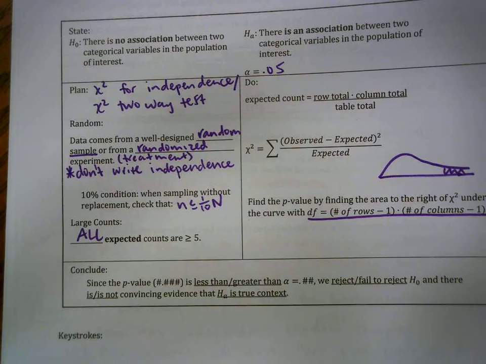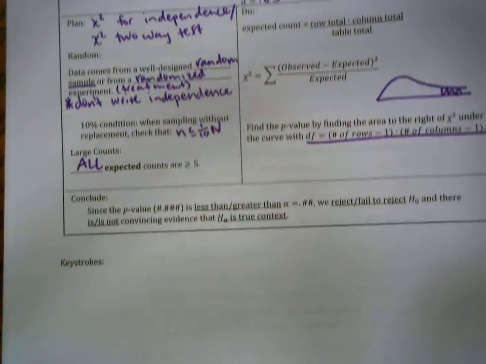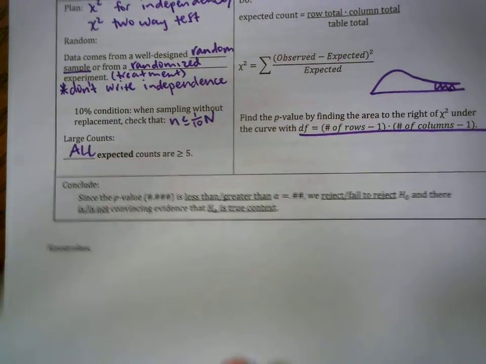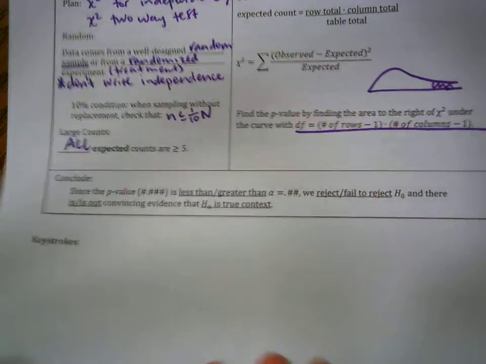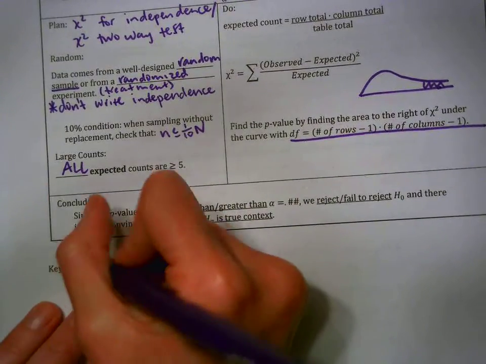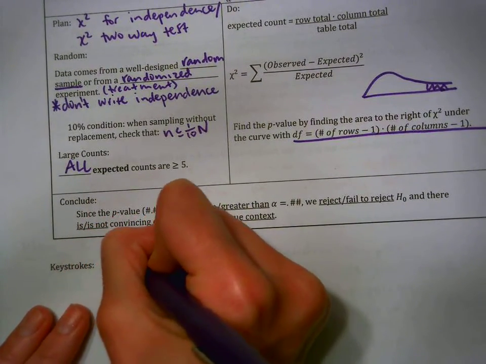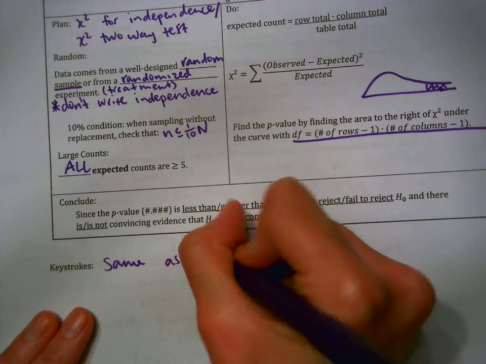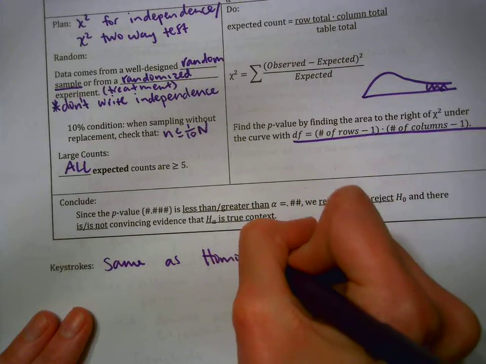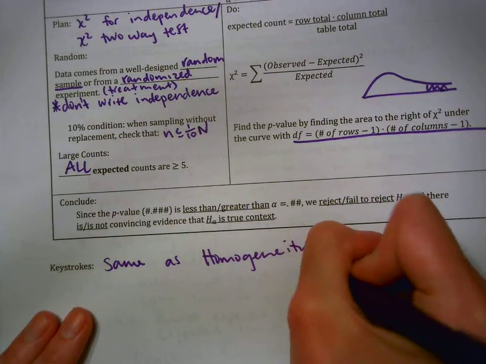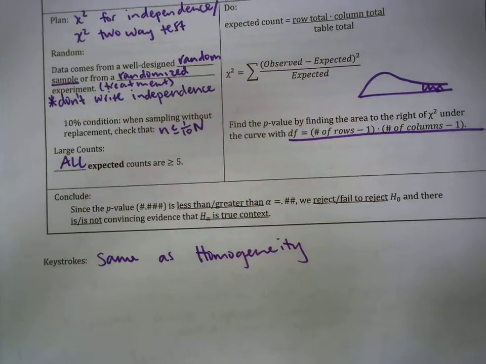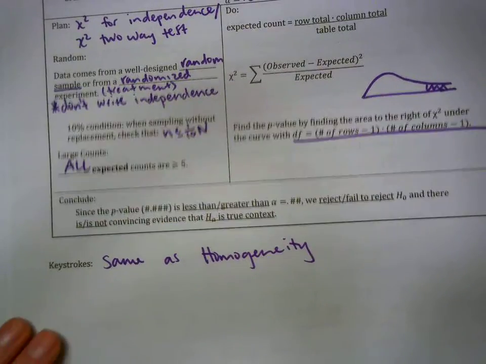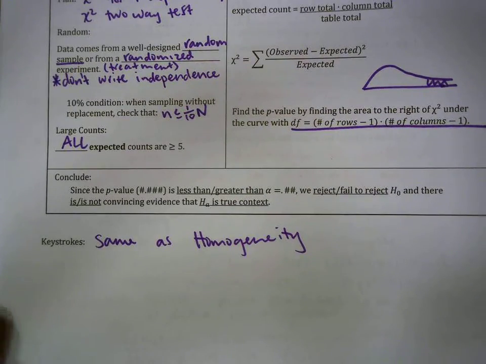So I don't really know what I was thinking with all this space for keystrokes, because it's actually the exact same as the keystrokes for homogeneity. So we're just going to say same as homogeneity, which I feel like I misspelled that. I always feel like I misspell that, so you can laugh at me at home if I did.